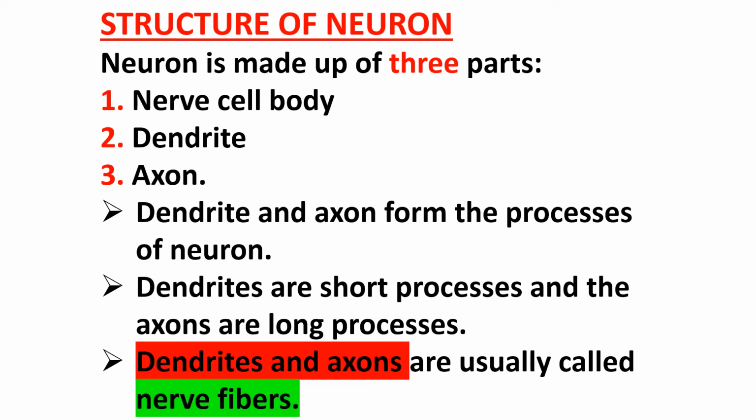Neuron is made up of three parts: nerve cell body, dendrite and axon. Now dendrite and axon form the processes of the neuron. Dendrites are short processes and axons are long processes. Dendrites and axons are usually called nerve fibers.